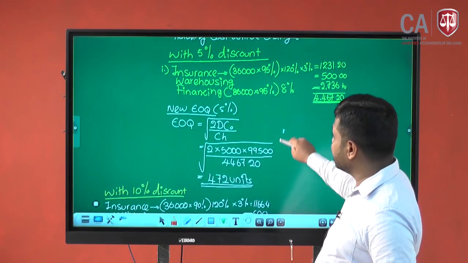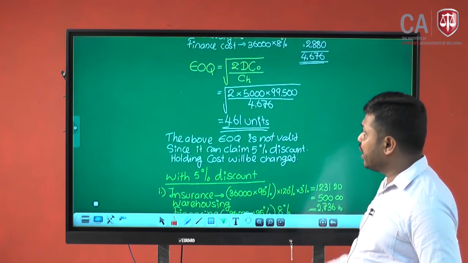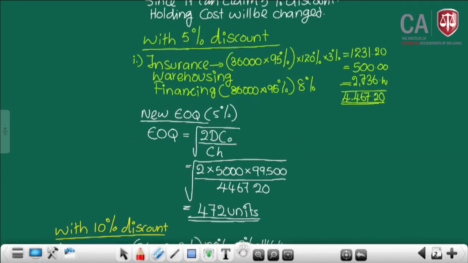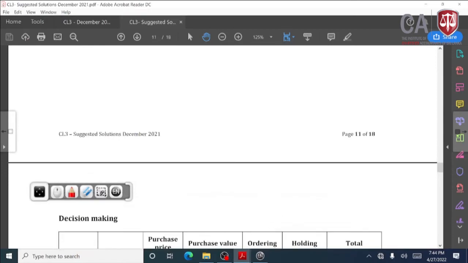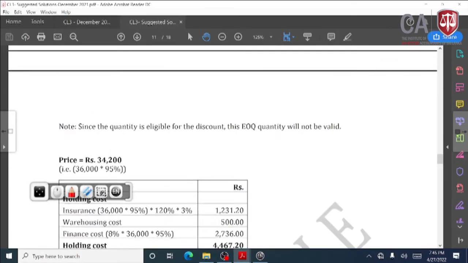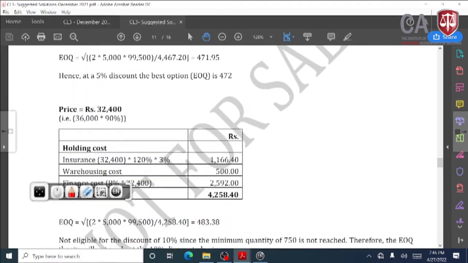Now you can see the computation we have done. If you are obtaining the 5% discount, how to calculate the ordering cost and holding cost, right? Then if you go back to the computation we have done, this is the answer we have calculated. If you get the 5% discount, your holding cost will be 4,467. If you get the 10% discount, your holding cost will be 4,258.